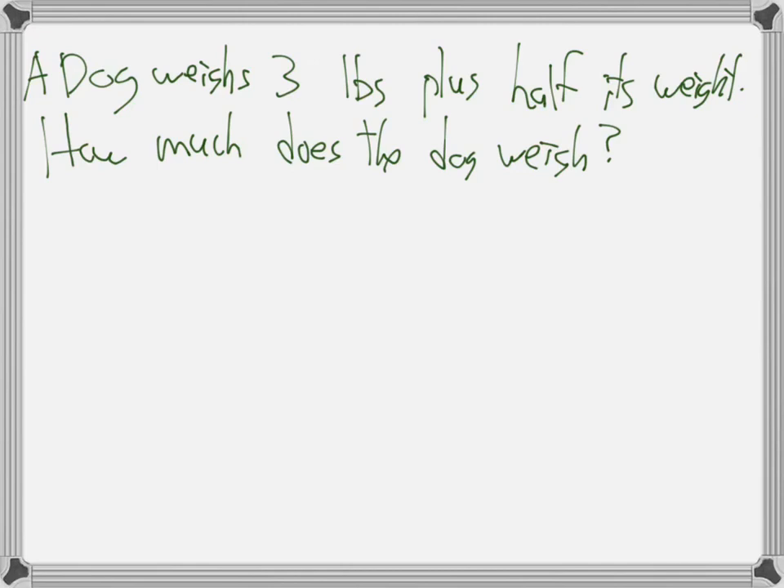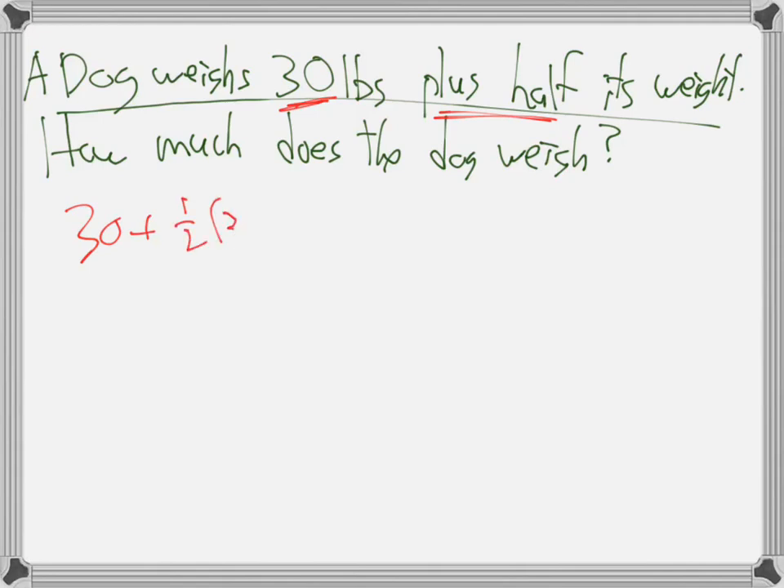So a dog weighs 30 pounds plus half its weight. How much does the dog weigh? 45 is an intuitive answer, isn't it? I mean, 30 pounds plus half, right? 30 plus half of 30, which is 15, right? 30 plus 15, 45. But hold on. It sure seems like 45 at first, doesn't it?